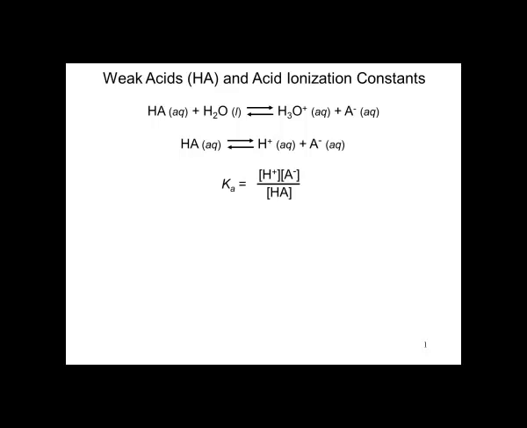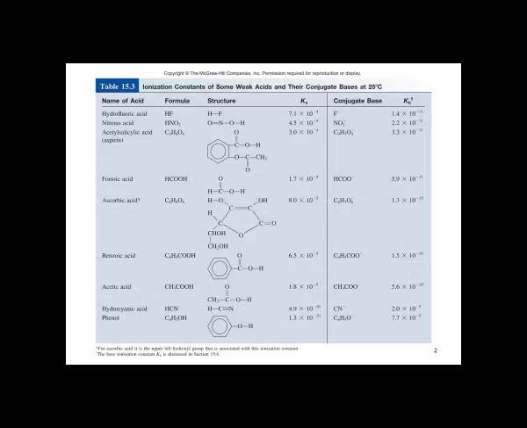The acid ionization constant, Ka, is defined as the concentration of the hydrogen ion times the concentration of the anion divided by the concentration of the weak acid. Ka is called the acid ionization constant, and as it increases, the weak acid strength increases. Here are some weak acids and their corresponding Kas.